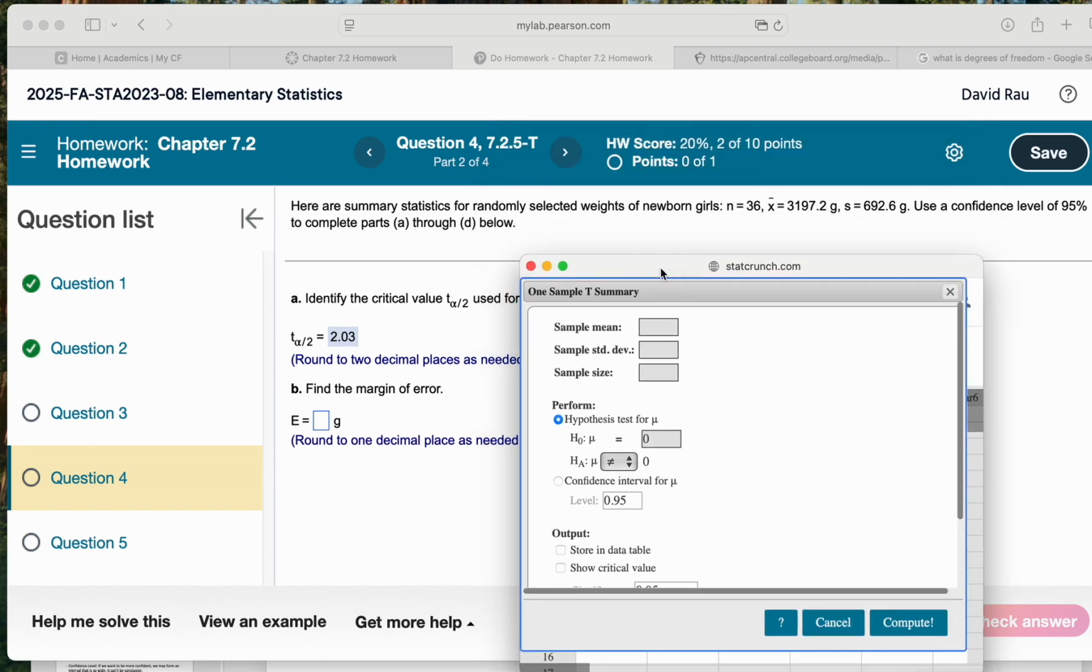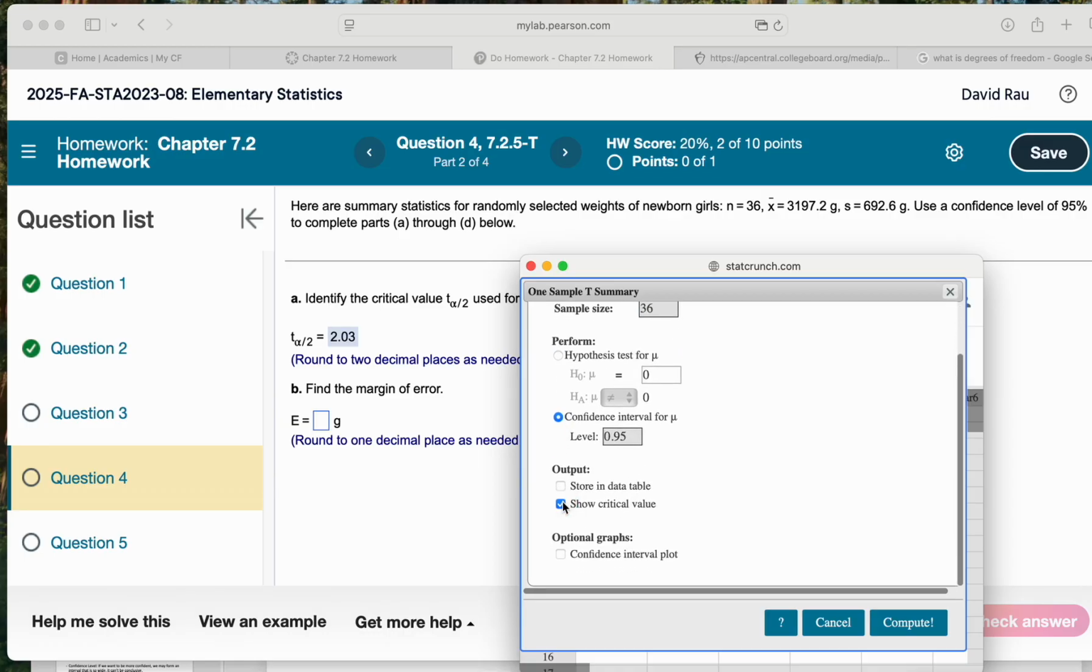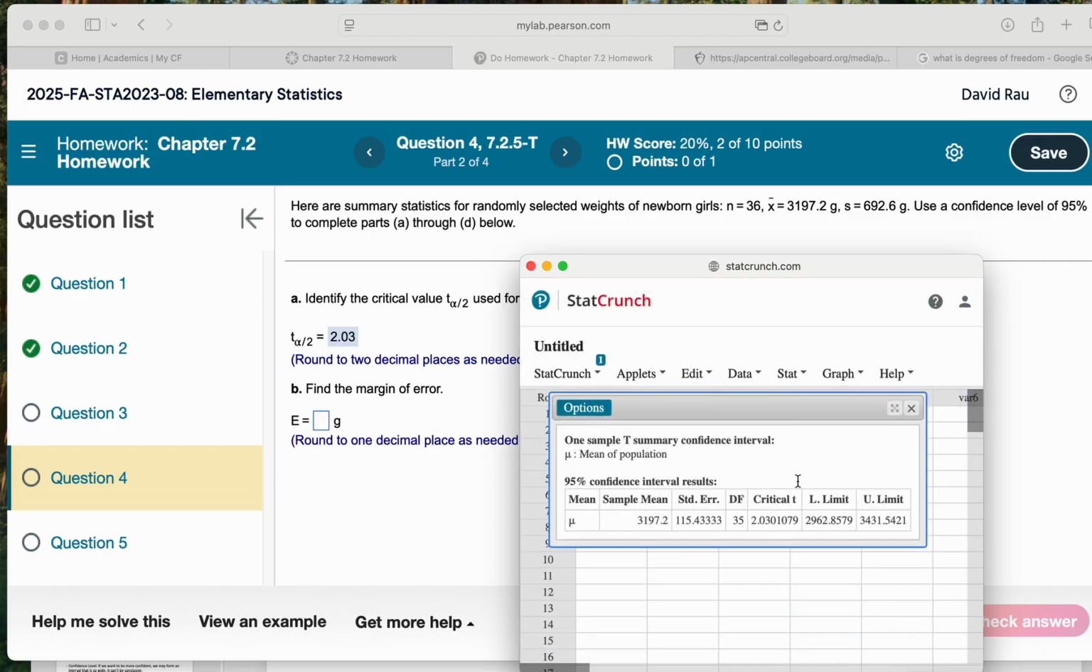I've got my sample mean of 3197.2. I've got my sample standard deviation of 692.6. I've got my sample size of 36. I'm doing a confidence interval with 95%, and I do want to see the critical value, and I compute. Okay, in order to get the margin of error, I need to multiply that standard error and my critical t-value.